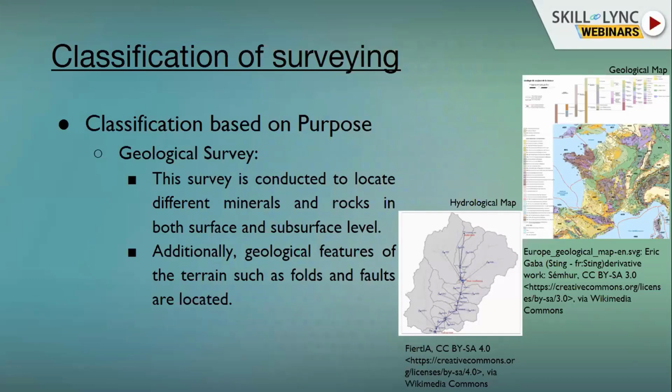Suppose they are doing only water bodies: how the river is flowing, where the river is flowing, and its base flow. If they prepare a map based on that, it will be a hydrological map. And if they prepare a map based on forest distribution, that is another. So depending upon the purpose, they do the survey and produce the maps.